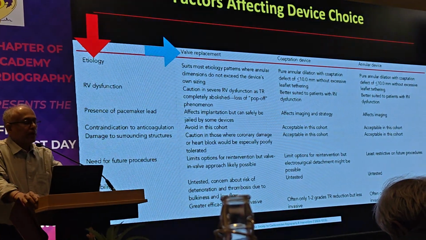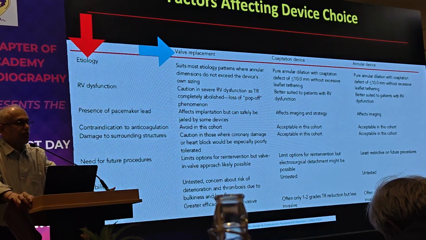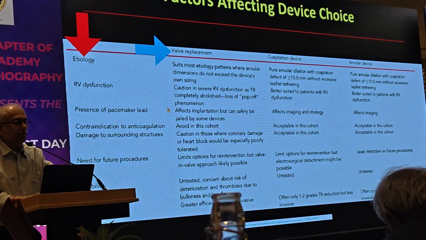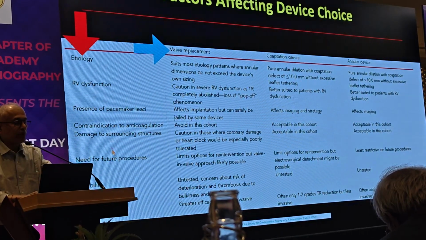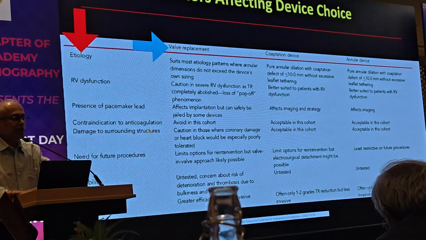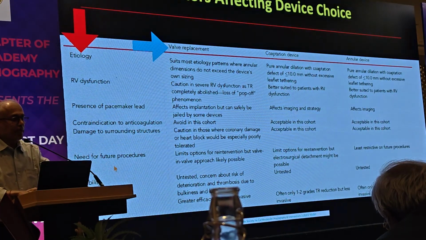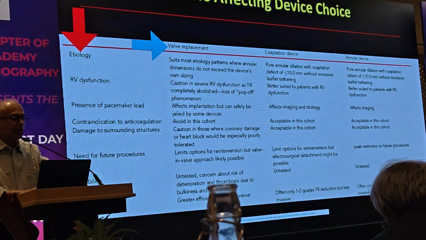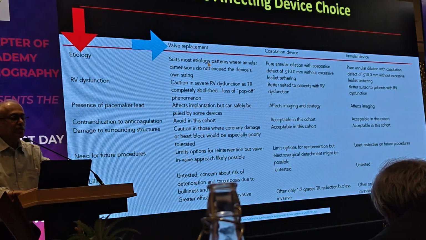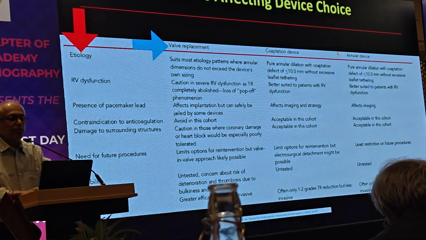Now, the factors which are affecting the device choice. This is where the RV dysfunction and the pacemaker lead come in. This is the red line which is going down here, and then based on anticoagulation issues, and if there is damage to the surrounding structures, and future procedures that are going to be planned, the durability of the valve and the safety. All this is considered, and then based on this, the valve or the coaptation device or the annulus device is chosen.